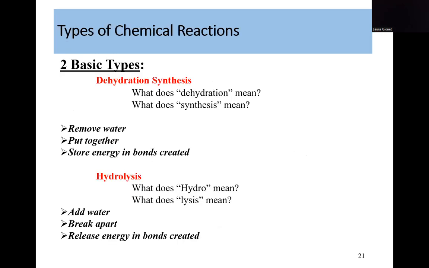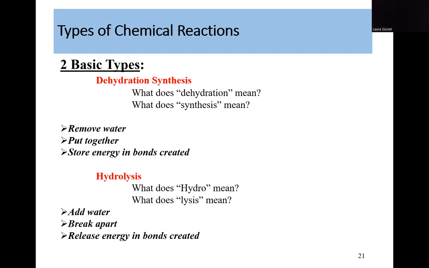Okay, so we have two types of chemical reactions. We have dehydration synthesis and hydrolysis. All right, dehydrate means to remove water, and synthesis means to put it together. So when we have dehydration synthesis, we're essentially taking two molecules and we're going to bind them together to make a larger one. All right, so we're going to do that by the removal of the equivalent of one water molecule. We're going to bind them together. We're going to form a bond between them, and we're going to store energy in that bond. Because bonds store energy. It's a type of potential energy.